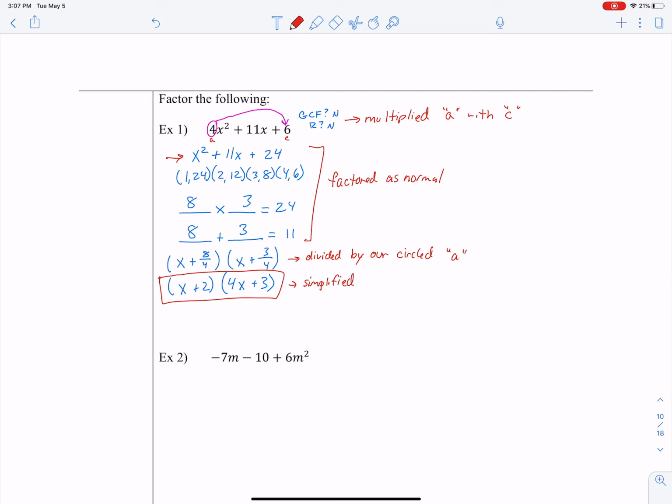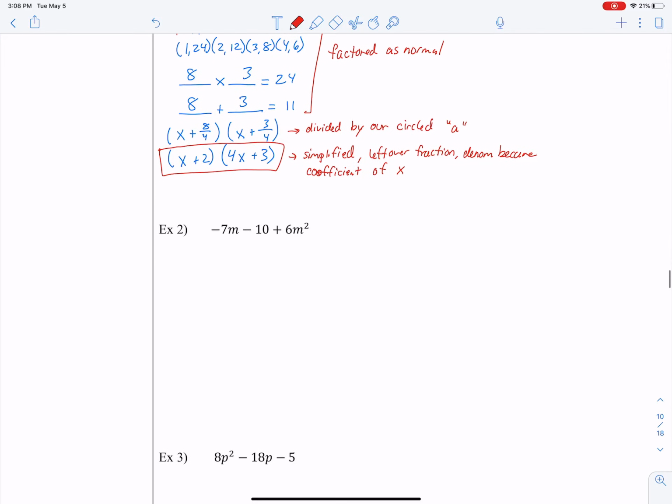And then anything left over, the fraction that we couldn't simplify, this 3 over 4, then the denominator became the coefficient in front of the x. Okay, so those are our different steps. So let's try another example.